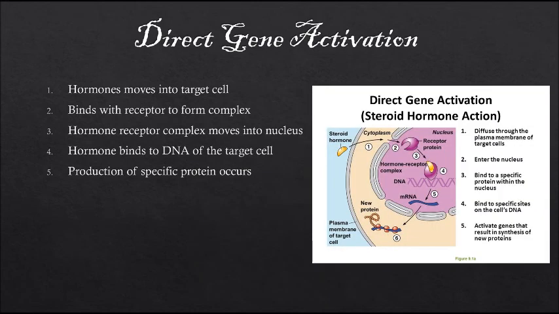You also have direct gene activation, which has 5 different steps. That starts with the hormone moving into the target cell. It then binds with the receptor to form a complex. Then the receptor complex moves into the nucleus, and the hormone binds to the DNA of the target cell, which causes the production of a specific protein.